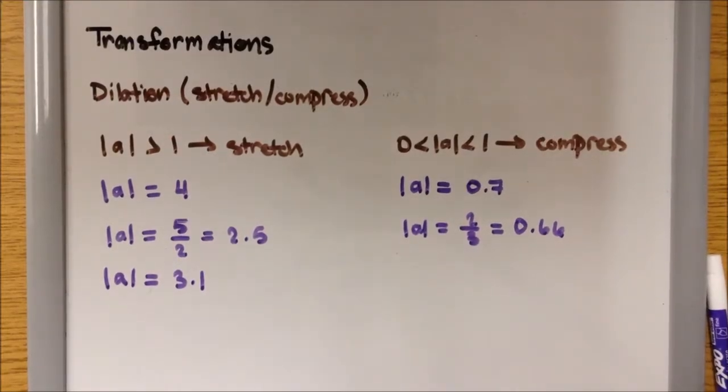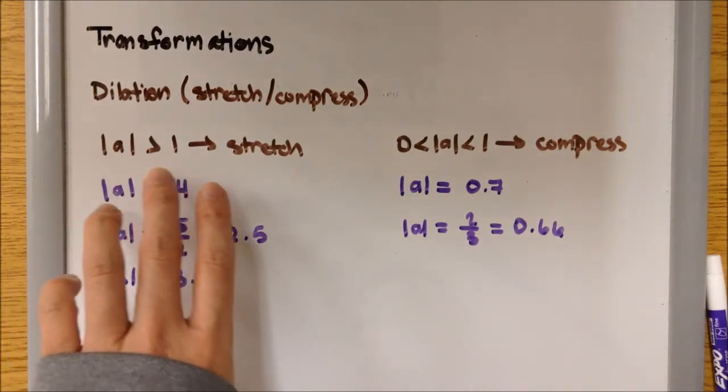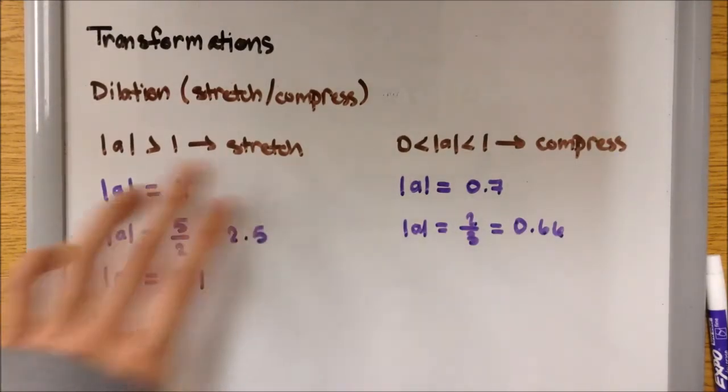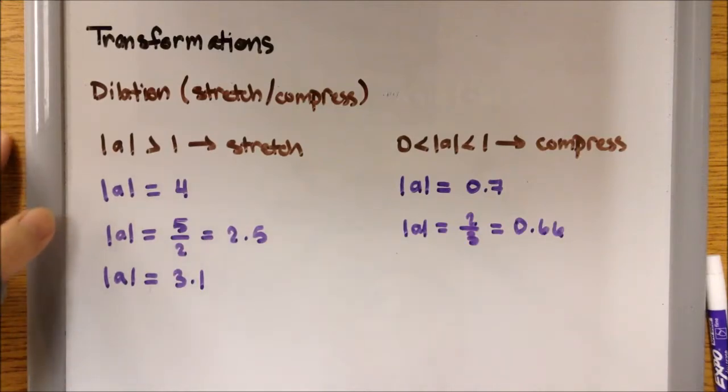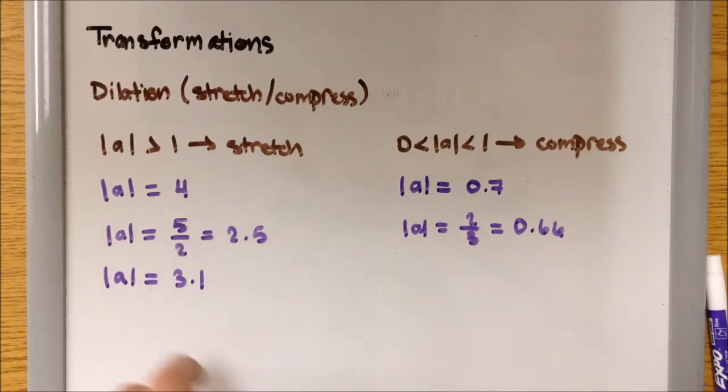Alright, before we can go into identifying transformation, there's something I need to cover with dilation. Again, if you have an a value, then you have a vertical dilation. So again, vertical dilation, you have either a vertical stretch or a vertical compress. Now, when the absolute value of a is greater than 1, it's going to be a stretch. So a vertical stretch. Now an example of a stretch is when the absolute value of a is like 4.